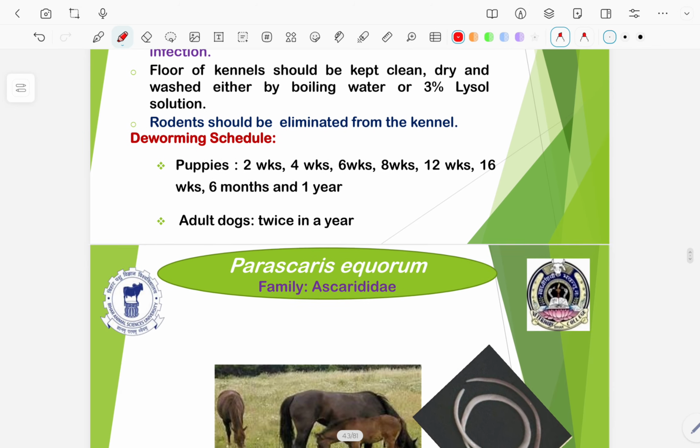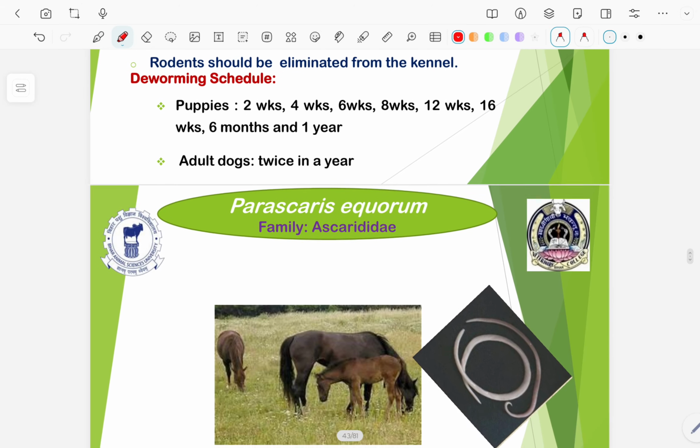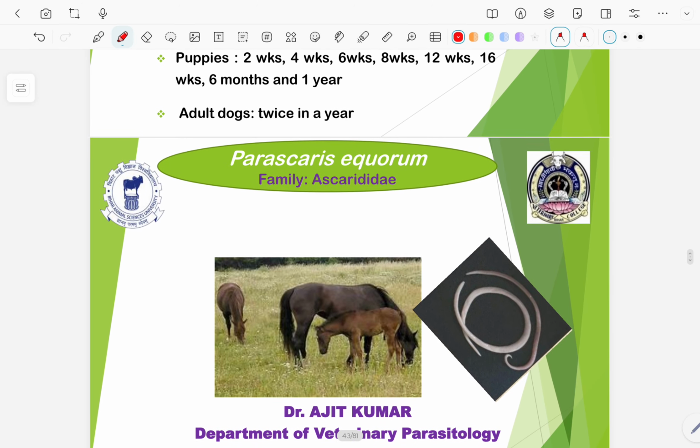Deworming schedule: puppy at second week, 4 weeks, 6 weeks, 8 weeks, 12 weeks, 16 weeks, 6 months, and 1 year. Adult dogs twice in a year.